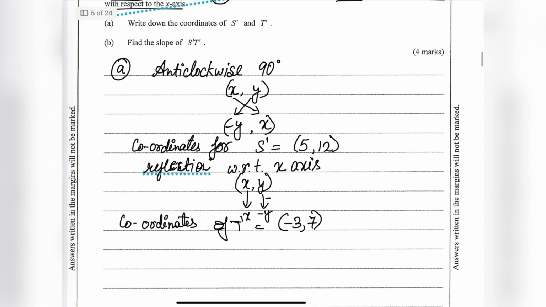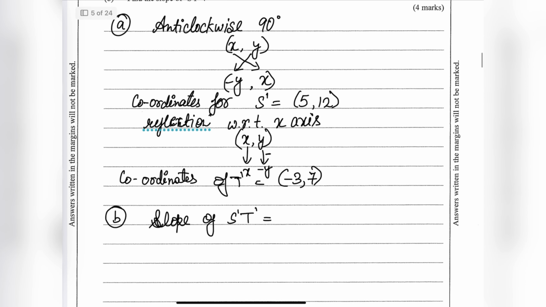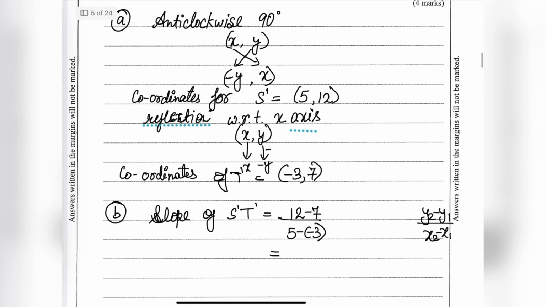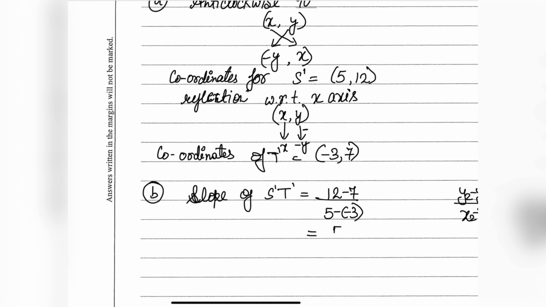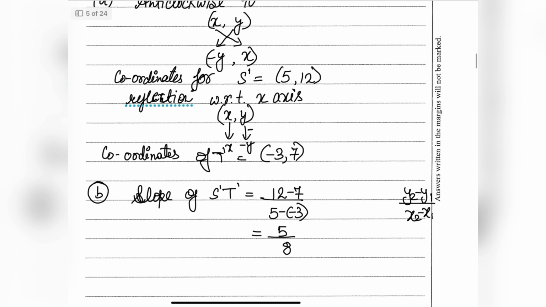Now we have to find the slope in the second part. We know the formula to find the slope is y2 minus y1 over x2 minus x1. We'll do the same thing here. So 12 minus 7 over 5 and negative 3. 12 minus 7 is 5 and 5 plus 3 is 8. Let's move to the next question.